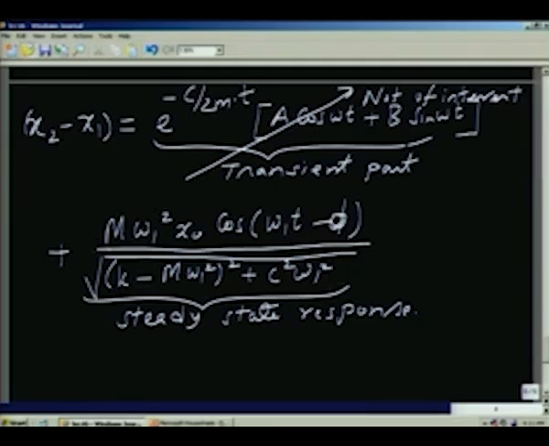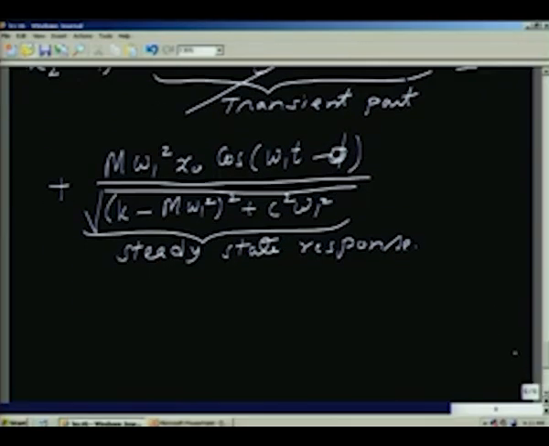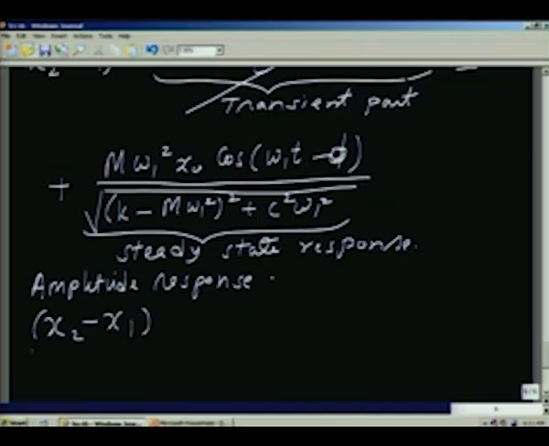That is nothing but the response of the system, in terms of the amplitude x2 minus x1. Of course, if x2 minus x1 is equal to x naught, we have solved the problem. So, we will say that the amplitude response, I will come to the phase angle in a moment, is simply given by x2 minus x1 divided by x naught. This is the maximum value of x2 minus x1 with respect to x naught.